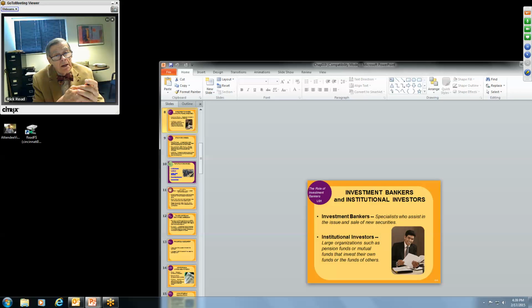are involved in the issue and sale of new securities. Now, most often when a company comes out, the last big initial public offering that I remember was the one of the Chinese cloud computing company, Alibaba. I think I have that correct. And they will go to a bank, and an investment bank will help them go through the process of an initial public offering.